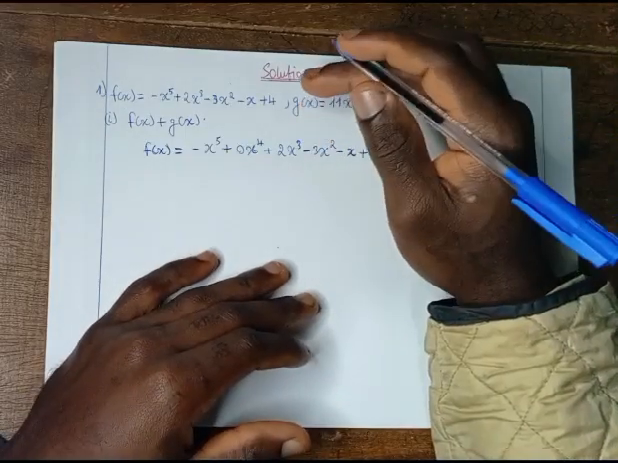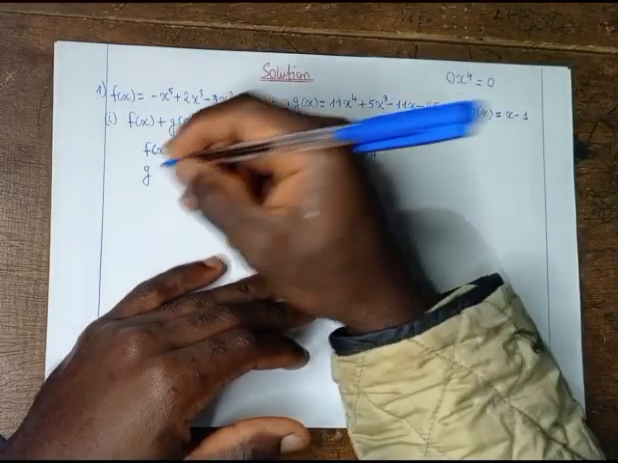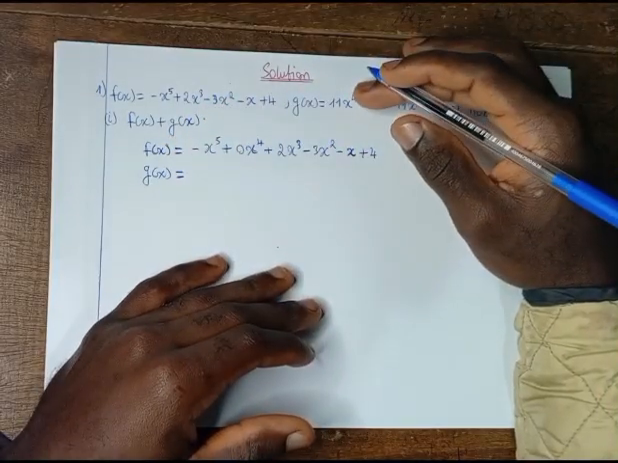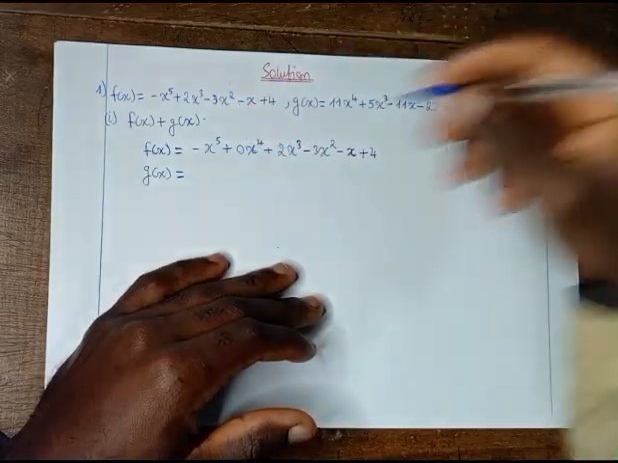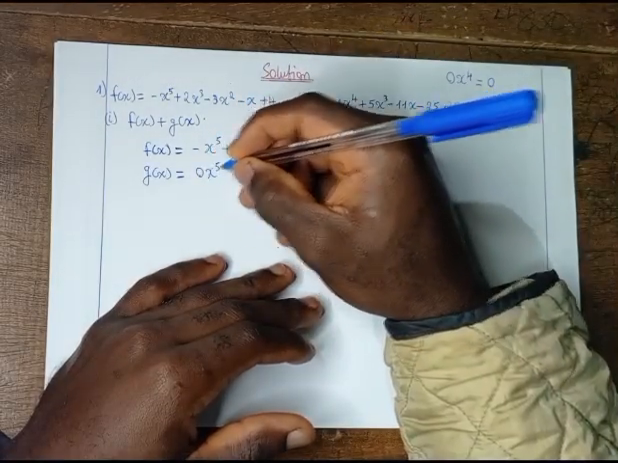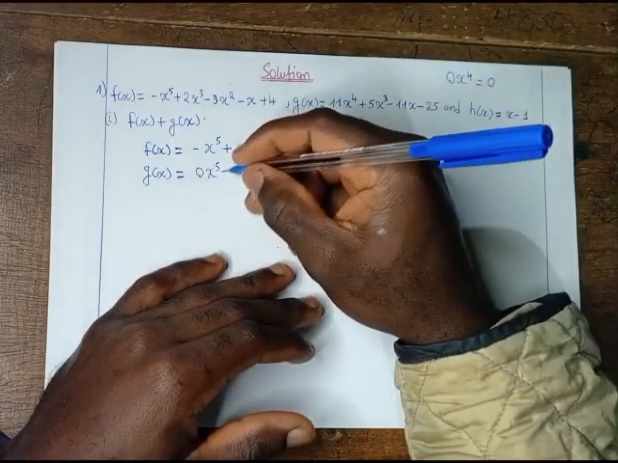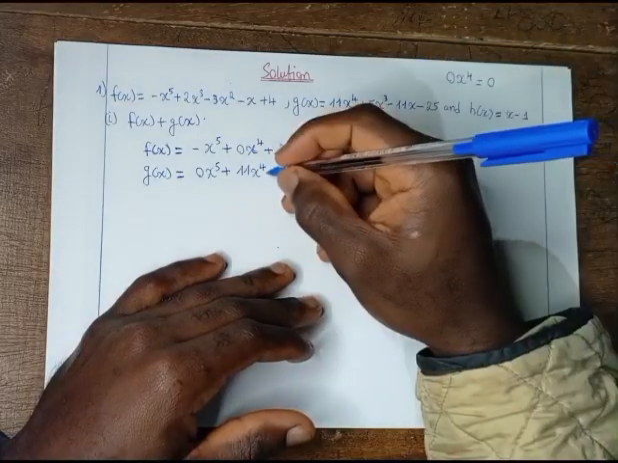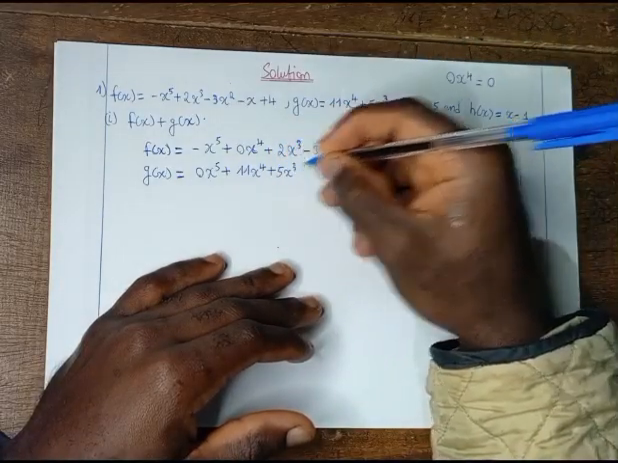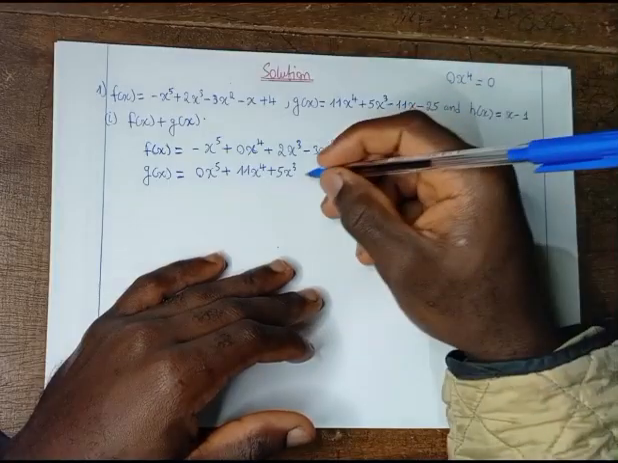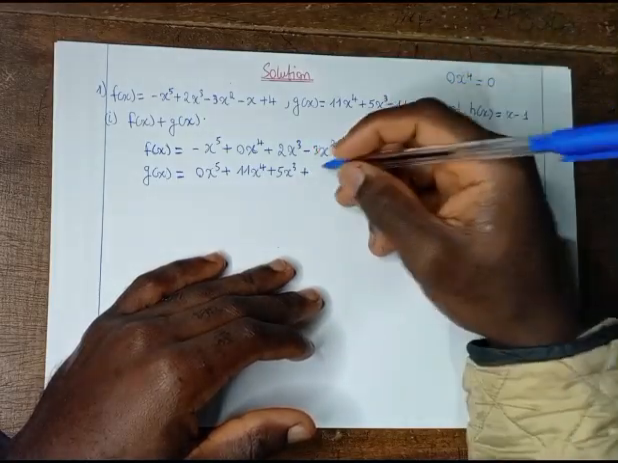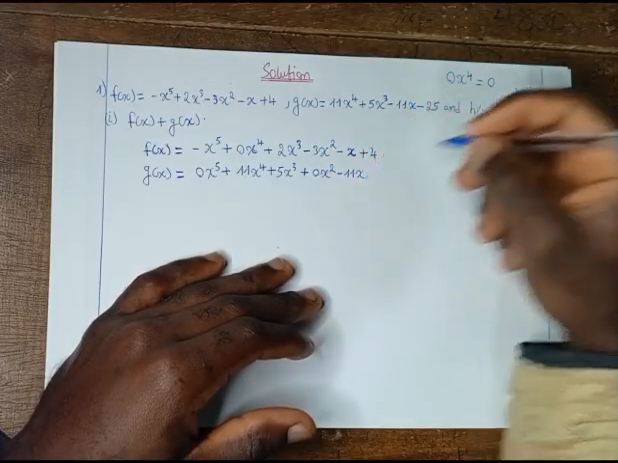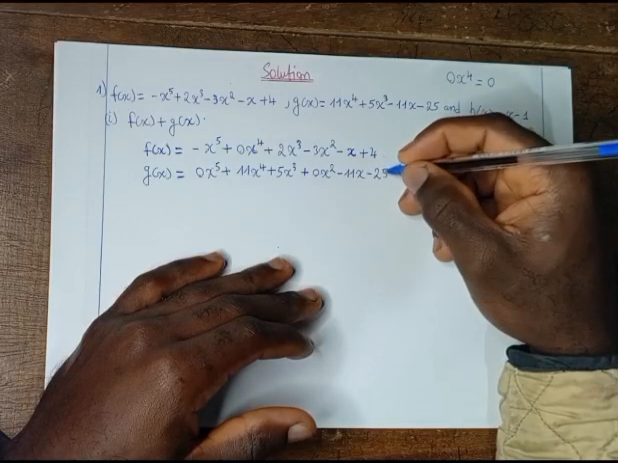Next, we need now to write out the polynomial g of x. G of x will simply be equal to, we know the polynomial g of x is of degree 4. So the term in x to the power 5 is absent. We can write down 0x to the power 5. Next plus the term in x to the power 4, 11x to the power 4. Next will be the term in x cubed, plus 5x cubed. Next will be the term in x squared, which is absent, plus 0x squared. Next will be the term in x, minus 11x. And lastly, the constant term.